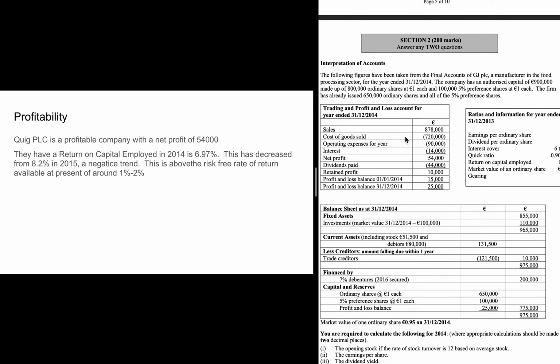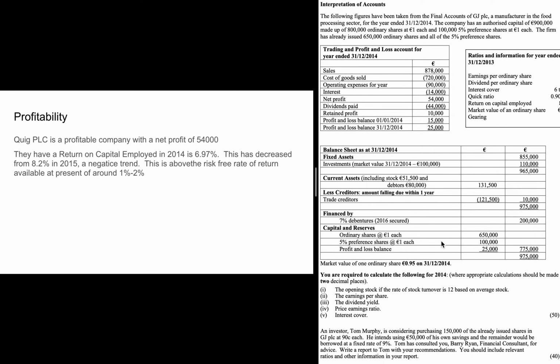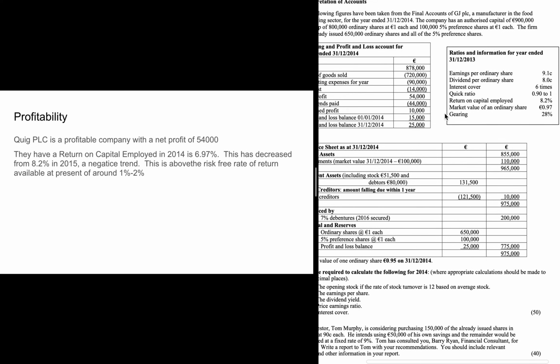So I would have had to work out my return on capital employed because I didn't have to do it in the ratio. So that's net profit minus preference dividend over capital employed. So 54 minus 5, so 49 over 975 will give you the 6.97. And it's come down, which is worrying, from 8.2%, which is a negative trend.